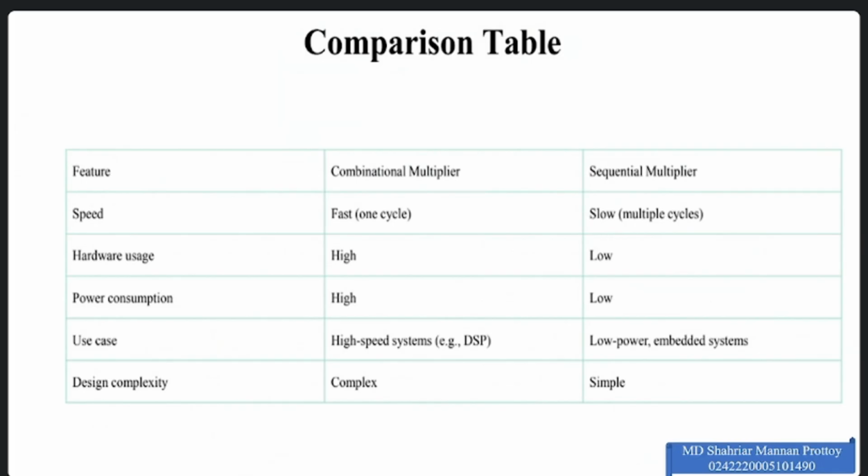If we talk about speed, then the combinational multiplier is faster than the sequential multiplier. In case of hardware use, the combinational multiplier uses high-level hardware and the sequential multiplier uses low-level hardware. The combinational multiplier consumes more power than the sequential multiplier. In case of use, the combinational multiplier suits high-speed systems. On the other hand, sequential suits low-power embedded systems. Design is complex in the combinational multiplier, but in the case of the sequential multiplier, the design is very simple.